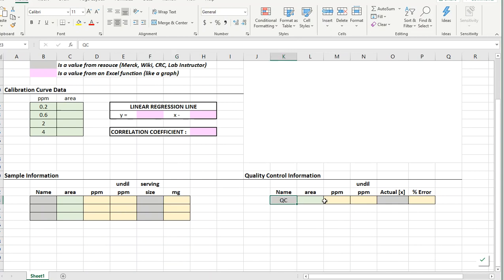Okay. The QC is over here to the right-hand side. The QC sample you'll do something very similar with. Your area, your part per million, then you upscale it because you did a 1 to 100 dilution. What was the actual concentration? We'll tell you that after you print off your data, and then you can calculate a percent error. So how far off was your concentration from the expected concentration?